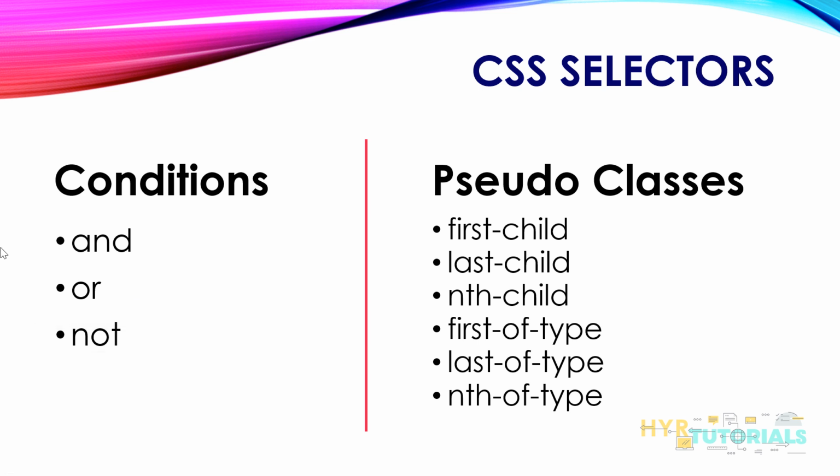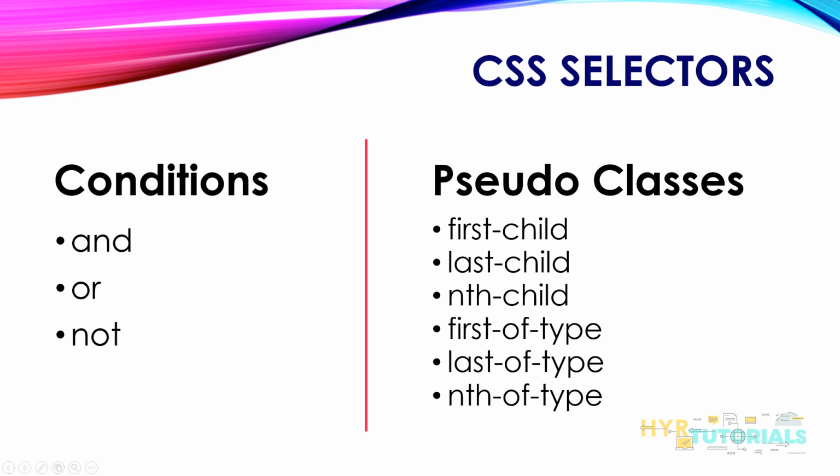The next one is pseudo classes. Here I have listed 6 pseudo classes: first child, last child, nth child, first of type, last of type, nth of type. All these pseudo classes are used for finding the element based on the index only, but there is a slight difference. Let me show you the difference.